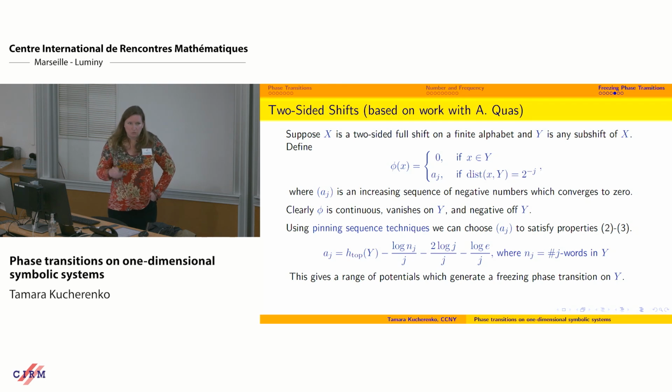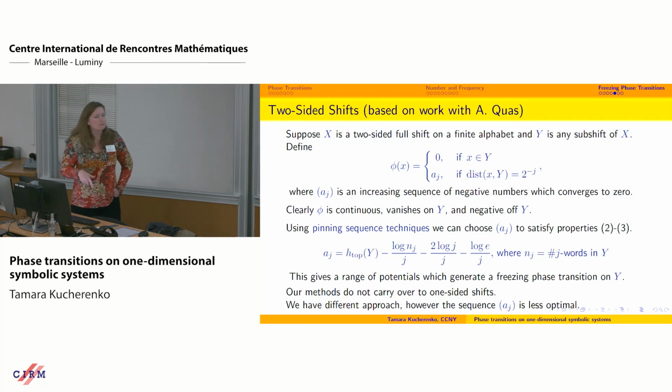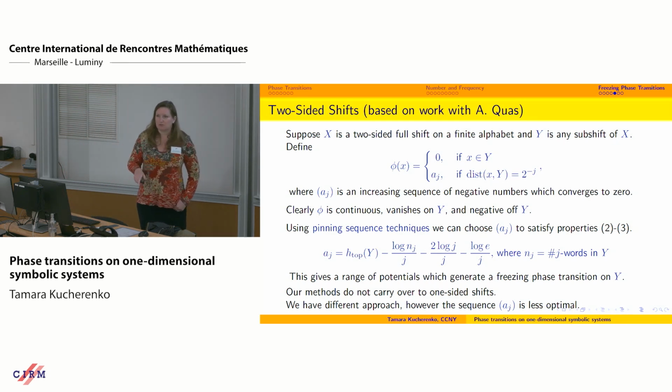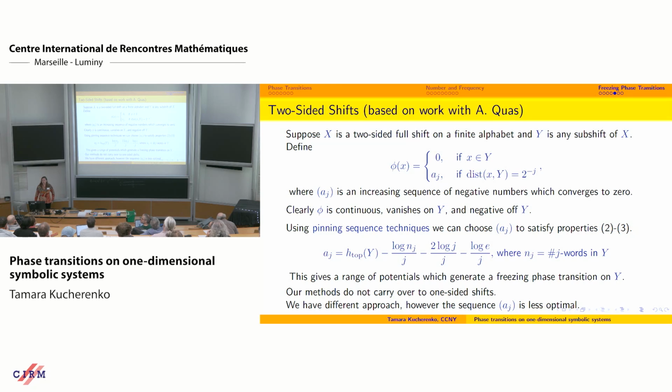On a two-sided shift, the methods we use are the same that we did before. We use those pinning sequences, and it does not generalize to the one-sided case. We do have some technique for the one-sided case, but then my sequence a_j is less optimal. The faster it decays, the easier it is for you to have a freezing phase transition. So Y could be a quasicrystal? Yes, anything you like, and that would be your potential for the freezing phase transition.